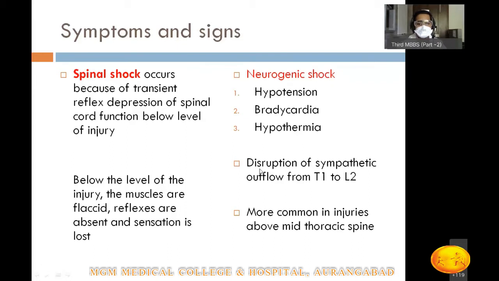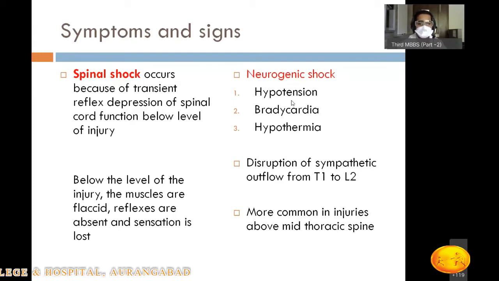Neurogenic shock is because of disruption of sympathetic outflow from T1 to L2. Because of spinal cord injury, this sympathetic outflow is disrupted, which leads to hypotension, bradycardia, and hypothermia. Hypotension usually is associated with tachycardia, but in neurogenic shock, hypotension and bradycardia go hand in hand. Since the sympathetic chain starts at T1, this neurogenic shock is more common in mid-thoracic or higher thoracic spinal injuries.